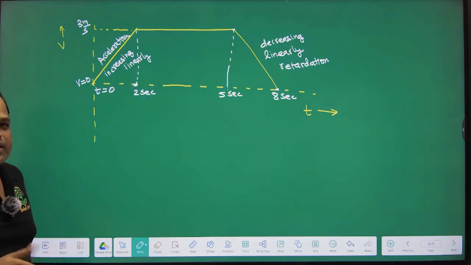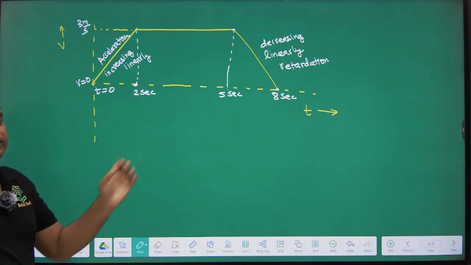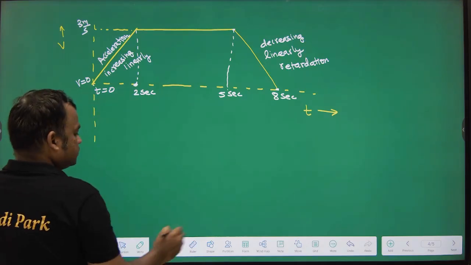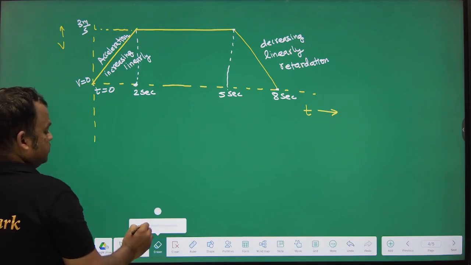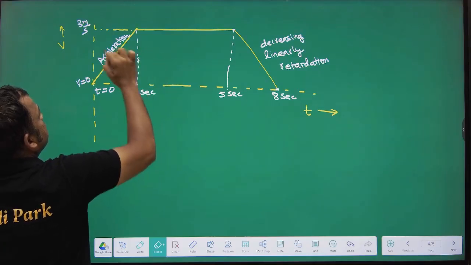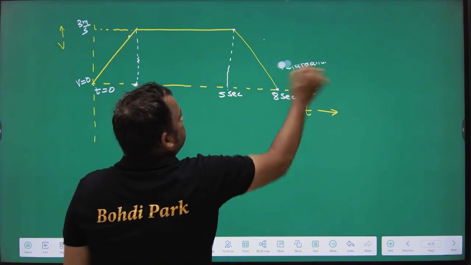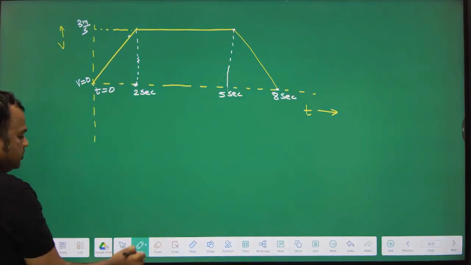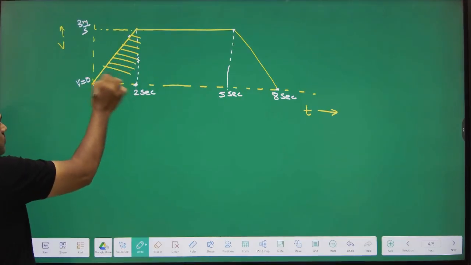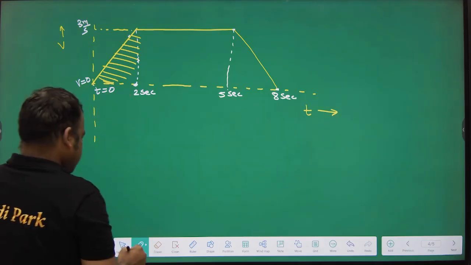Now the question is, what is the total displacement? How to calculate total displacement using the graph only, without using integration? So we will calculate the area under the graph. So we have a triangle. This is the triangle. So what is the displacement from 0 to 2 seconds? Let's calculate.